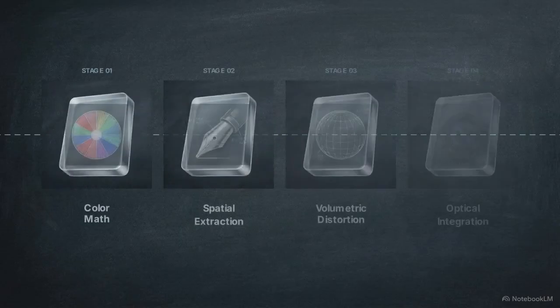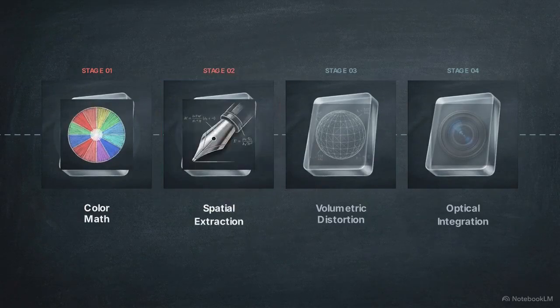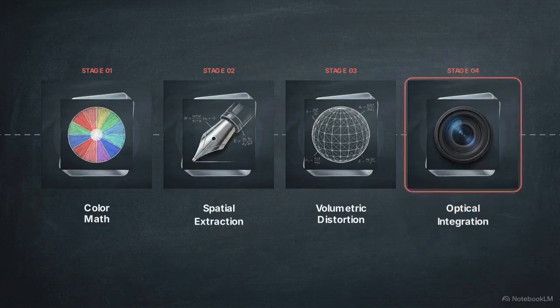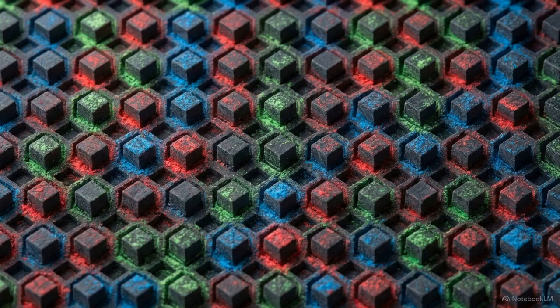The pipeline is built on 4 specific modules: color math, spatial extraction, volumetric distortion, and optical integration. This analytical workflow is required to integrate 2D vector elements into live-action plates without overloading system memory. Every digital image relies on a foundation of color space and pixel math.